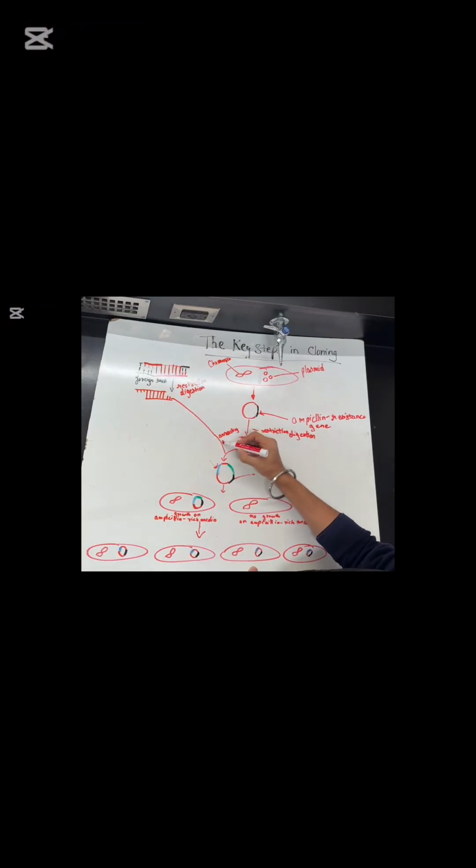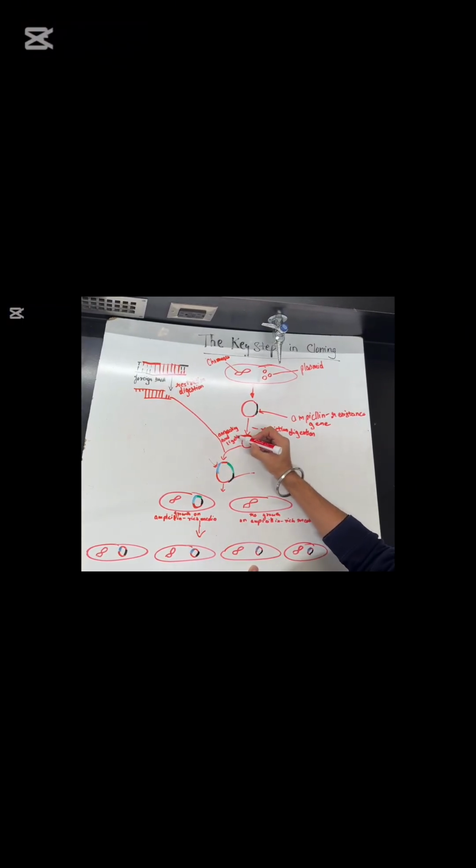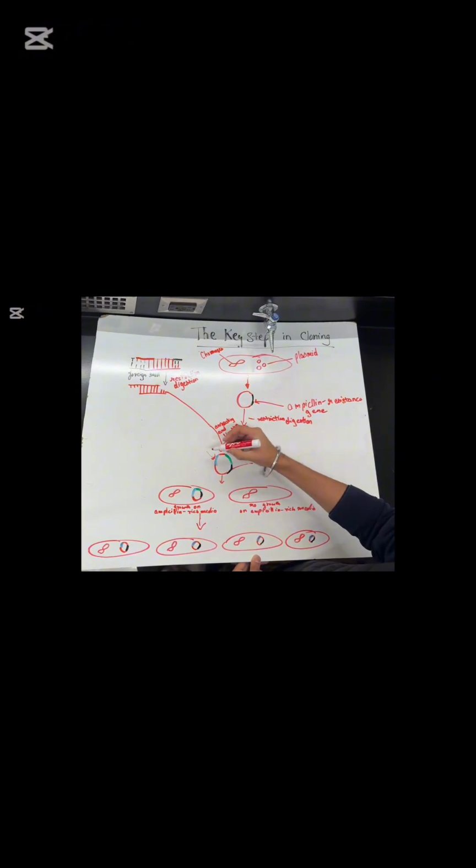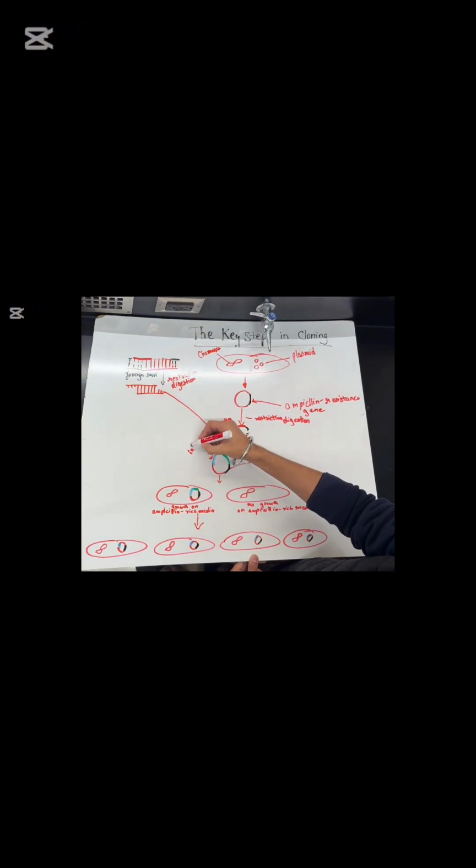The foreign DNA fragment is inserted into the opened plasmid. DNA ligase seals the sugar phosphate backbone, creating a single continuous loop. This gives us a recombinant DNA molecule, a plasmid that now carries the new gene. Once the plasmid is ready, it's introduced into a bacterial host cell using the transformation process.